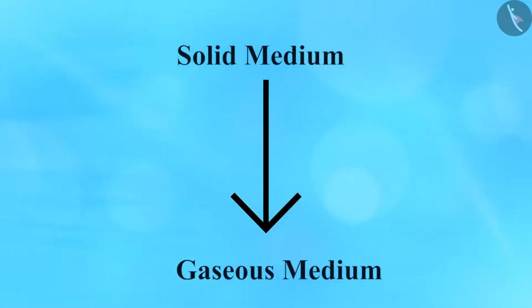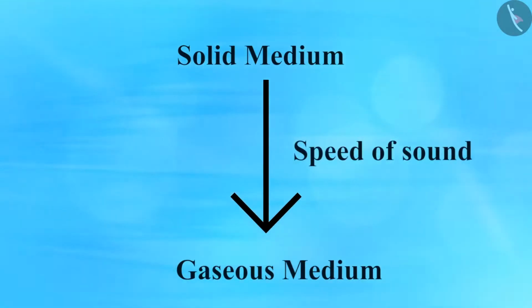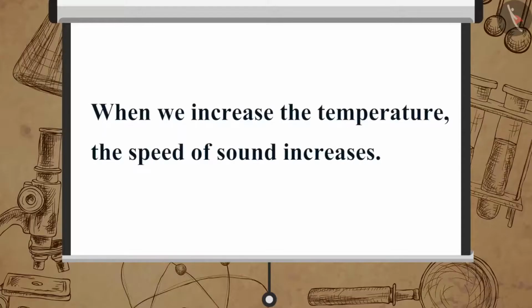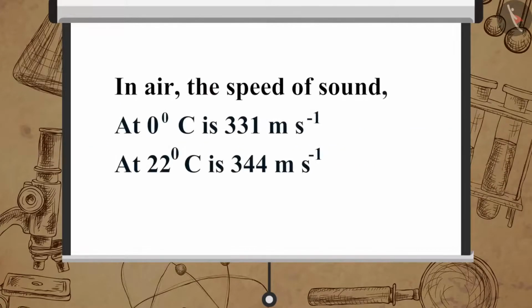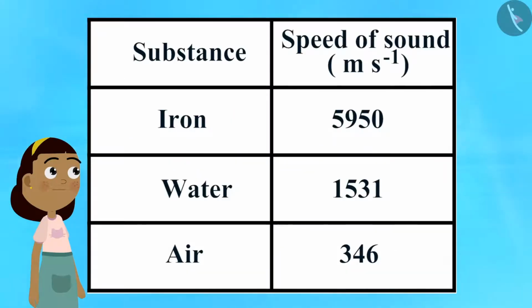As we go from a solid medium to a gaseous medium, the speed of sound decreases. In any medium, when we increase the temperature, the speed of sound increases. In air, the speed of sound at 0 degrees centigrade is 331 meter per second and at 22 degrees centigrade is 344 meter per second. Now, have a look at this table, which shows the speed of sound in different mediums at 25 degrees centigrade.